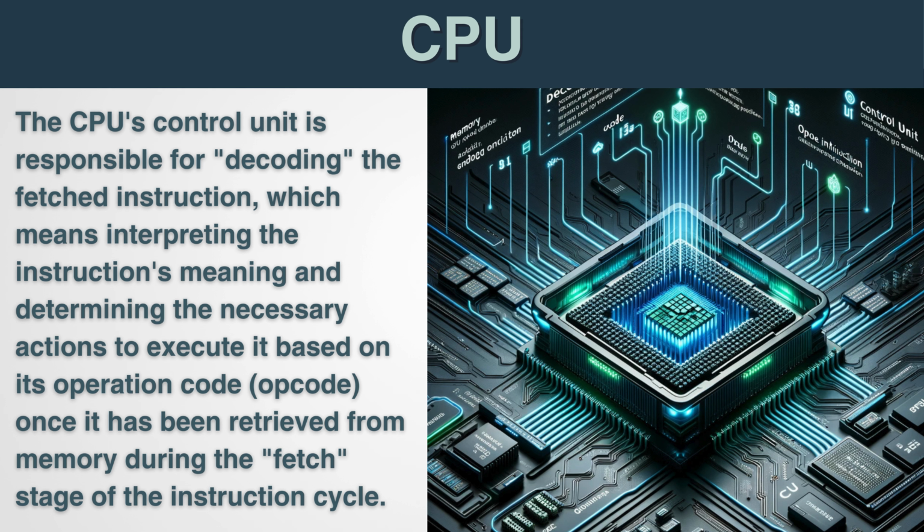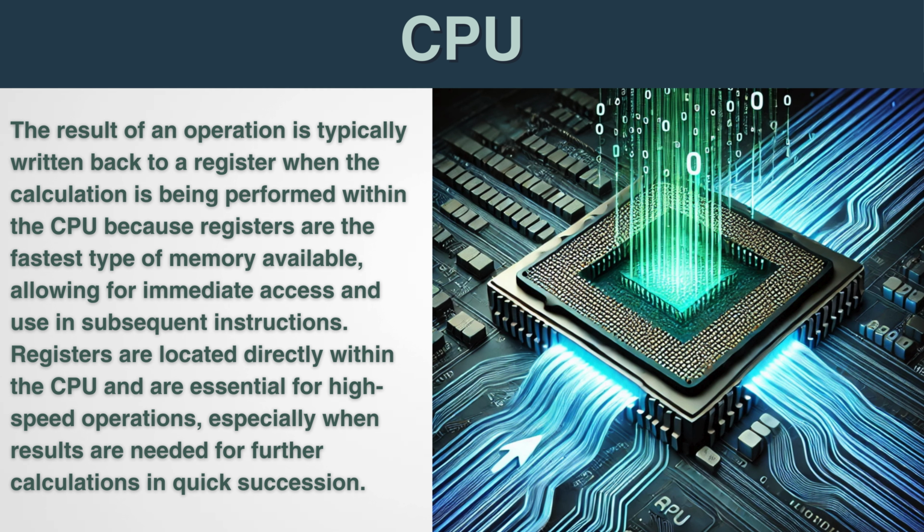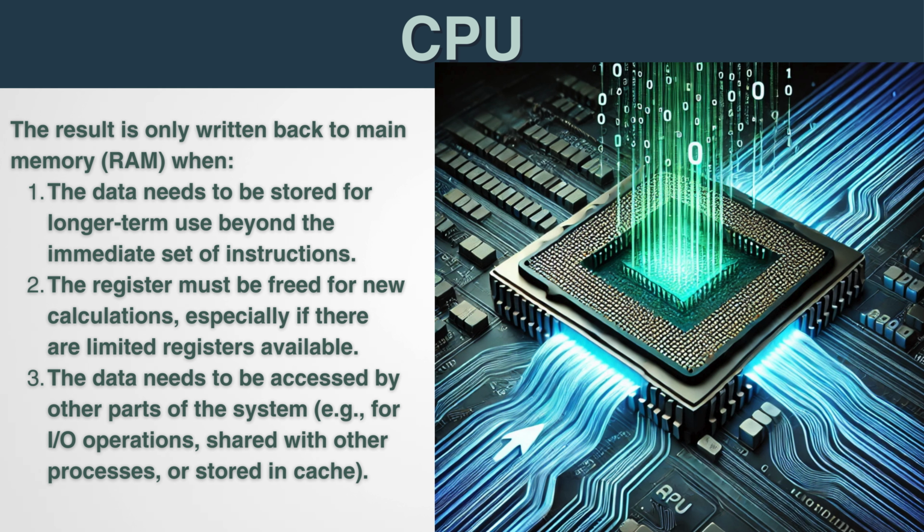For example, the instruction add R1 and R2 tells the CPU to add the values stored in registers R1 and R2. Next, it works by executing. The CPU performs the operation specified by the instruction using its ALU or other components. For example, the ALU adds the 2 numbers in R1 and R2 and stores the result in another register. And store. The result of the operation is written back to a register, memory, or storage device as needed. So the CPU will store, for example, by saving the results of 2 plus 3 in main memory. This cycle, known as the fetch, decode, execute cycle, repeats continuously while the CPU is running.